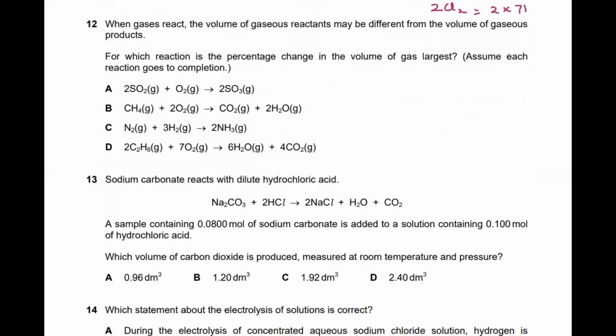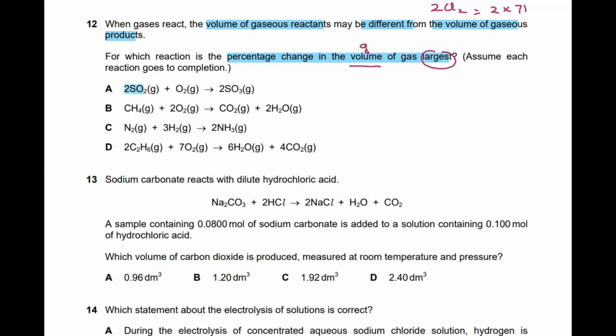question number 12 states that when gas reacts, the volume of the gaseous reactant may be different from the volume of the gaseous product. Okay, for which reaction is the percentage change in the volume of the gas largest? So where you will find the volume change largest. So volume depends on the gaseous component. So we will only check the gaseous component.